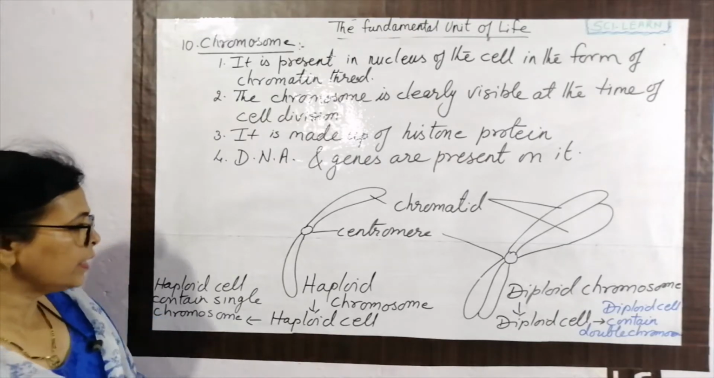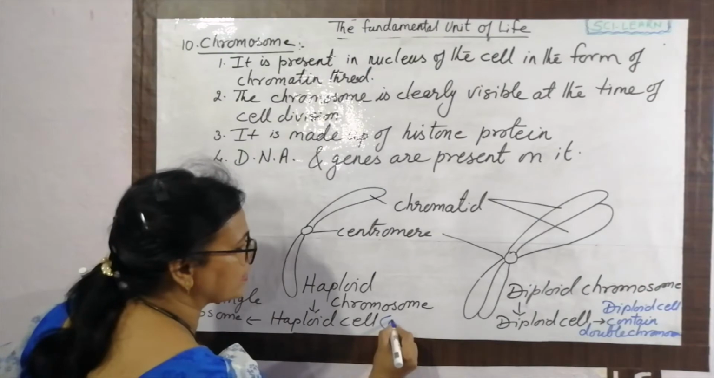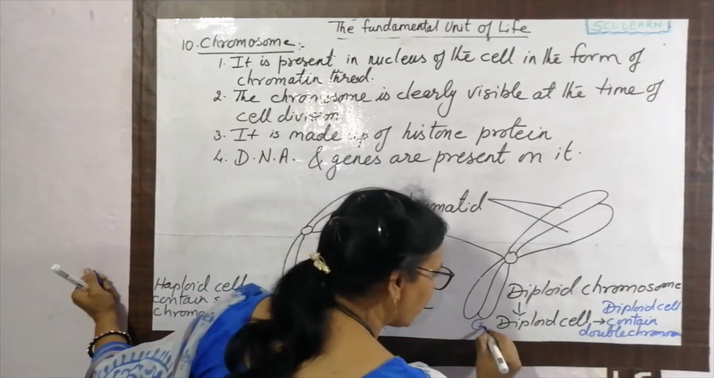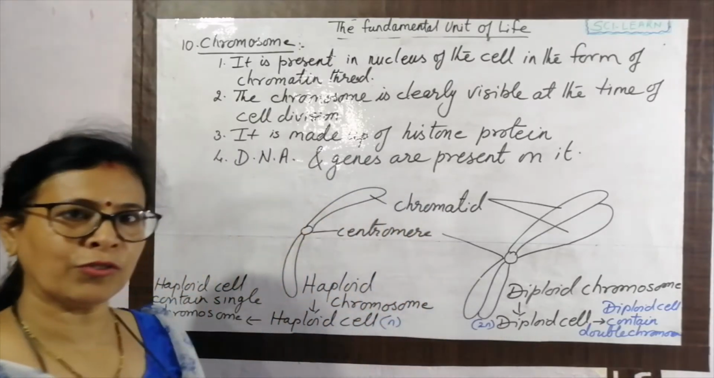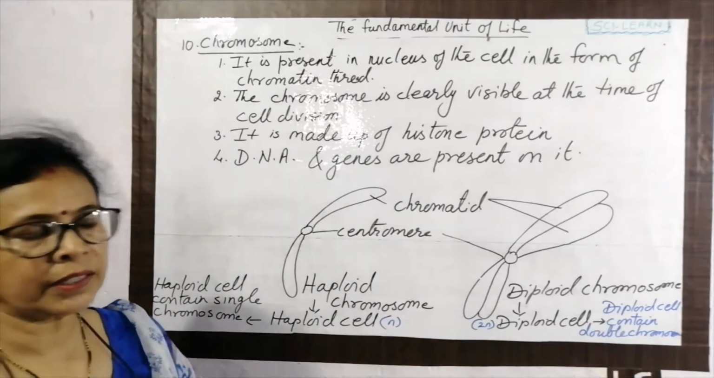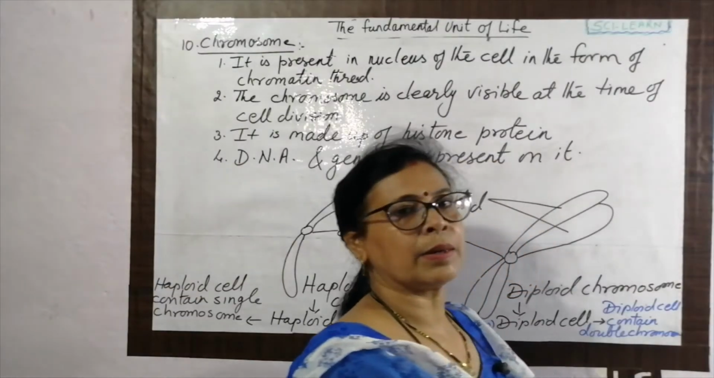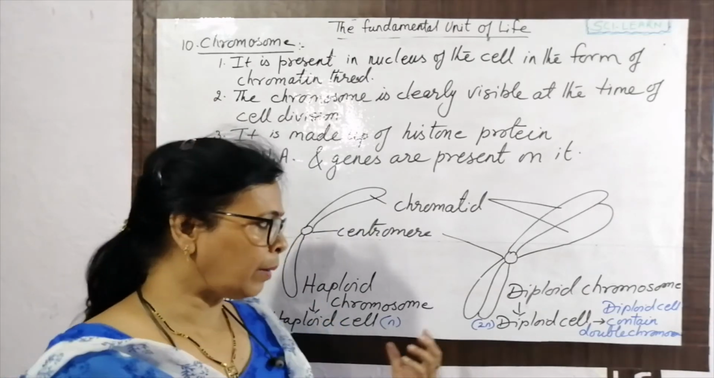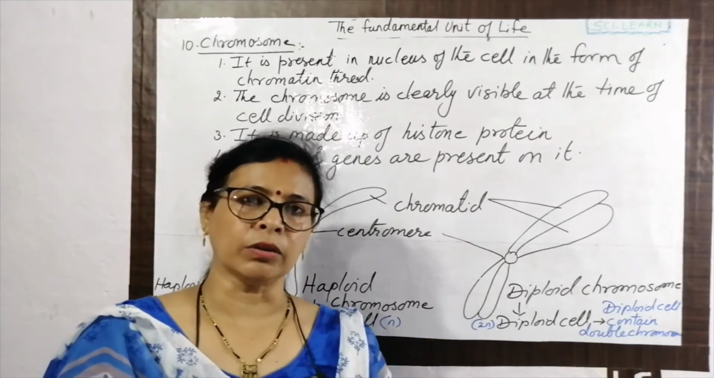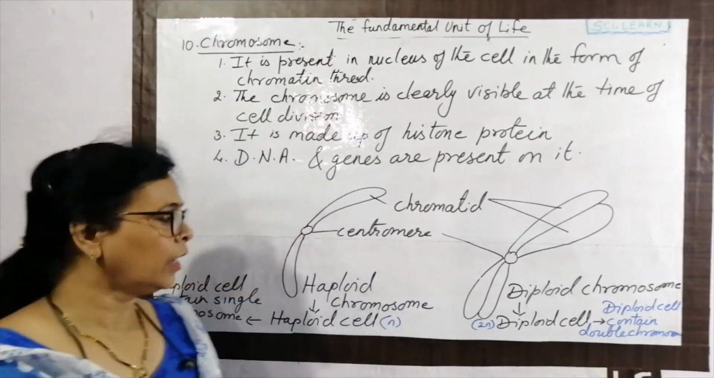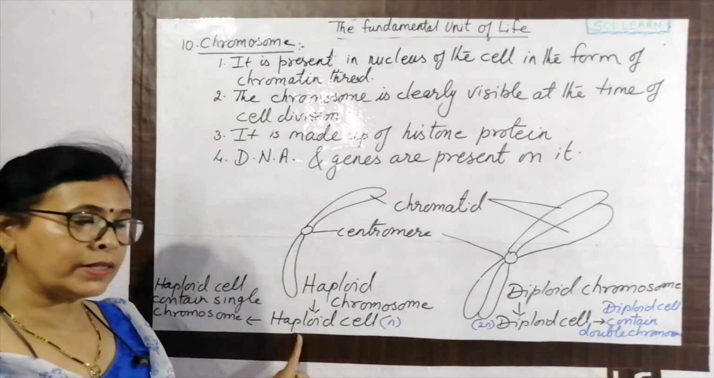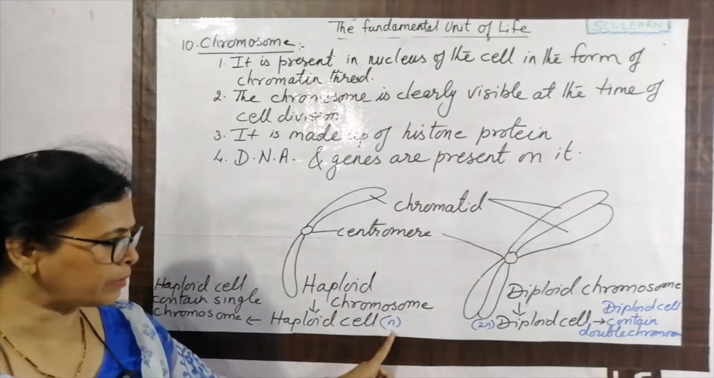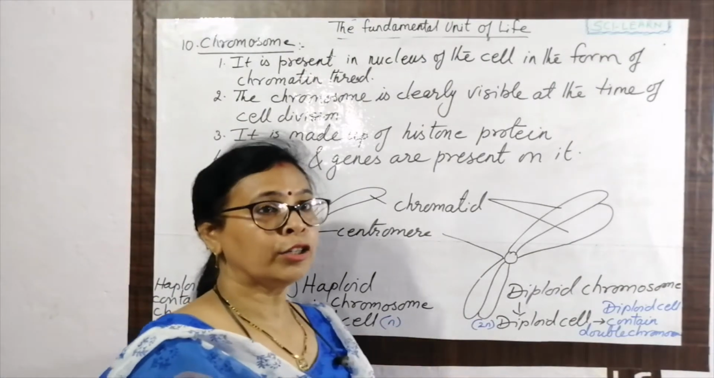Two chromatids are present, so it is called the diploid cell, and if one is present, it is called the haploid cell. This haploid cell is denoted by single N. N is the number of threads, and this diploid cell is denoted by 2N. If one thread is present, it is called haploid, and if two threads are present, it is called diploid. The haploid and diploid nature of the cell depends on the number of chromatids present in the cell. Haploid cell is always represented by single N and diploid by 2N.